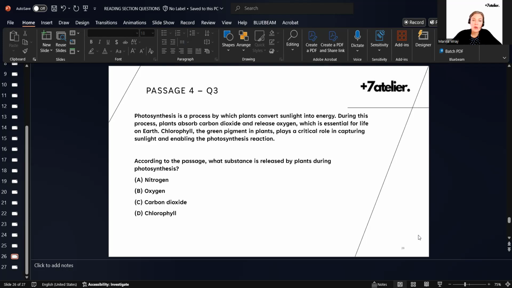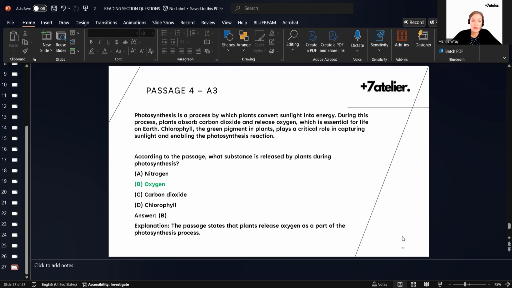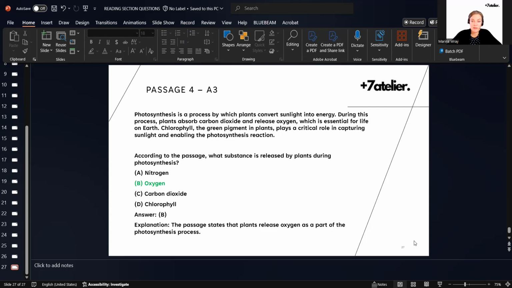Let's go to the third question. According to the passage, what substance is released by plants during photosynthesis? A. Nitrogen, B. Oxygen, C. Carbon dioxide, or D. Chlorophyll. We see here that the correct answer is B. Oxygen. The passage states that plants release oxygen as a part of the photosynthesis process.